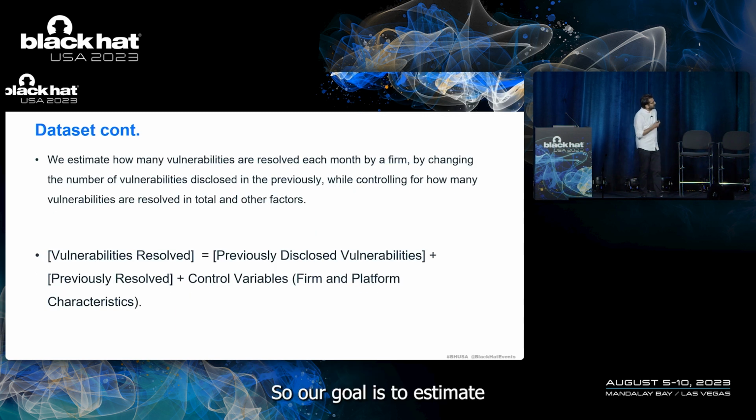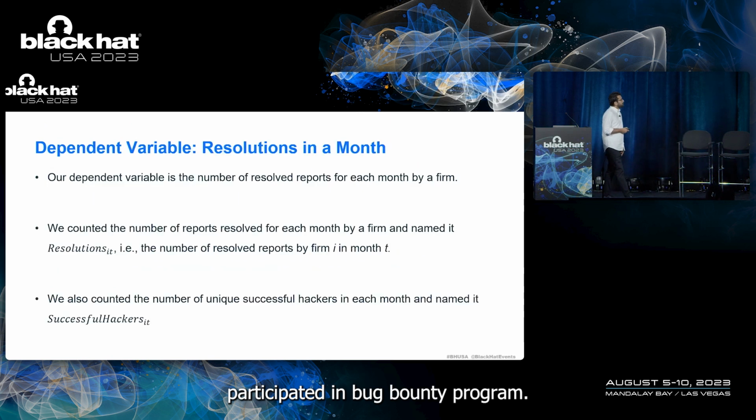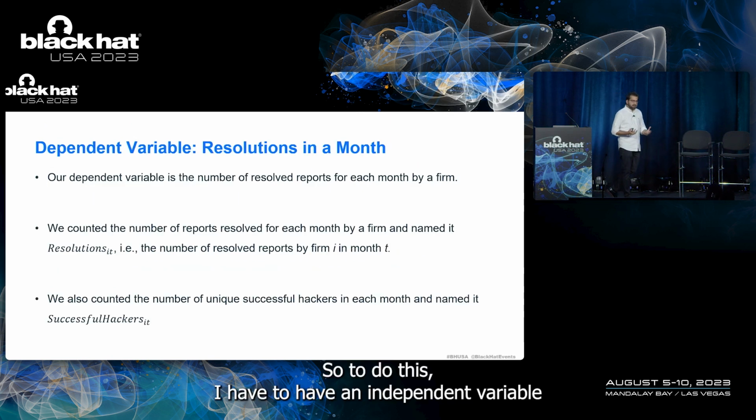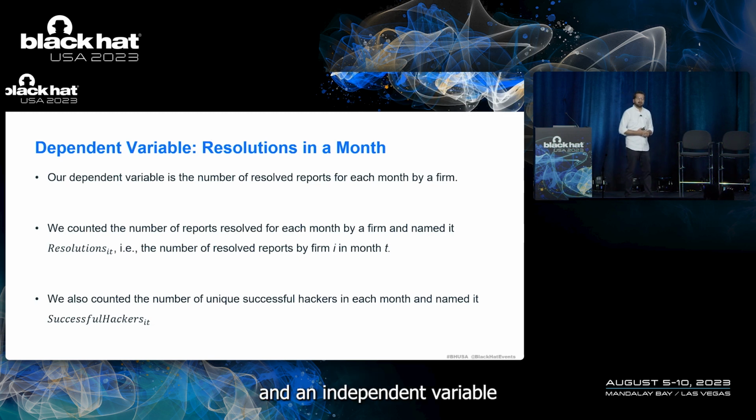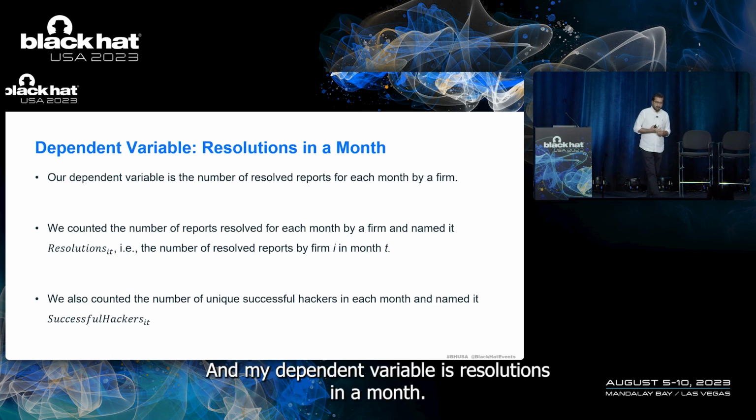So our goal is to estimate how previous disclosures affect resolutions of new bugs, and how many hackers participate in the bug bounty program. To do this, I have to have a dependent variable and an independent variable. The dependent variable is the one I'm trying to see the effect on, and my dependent variable is resolutions in a month.